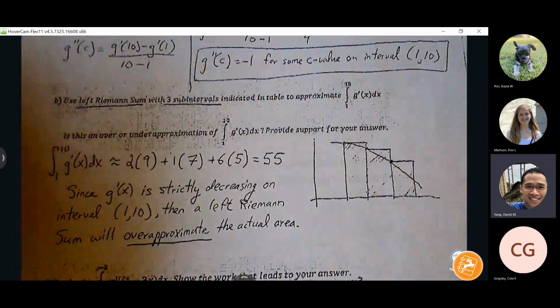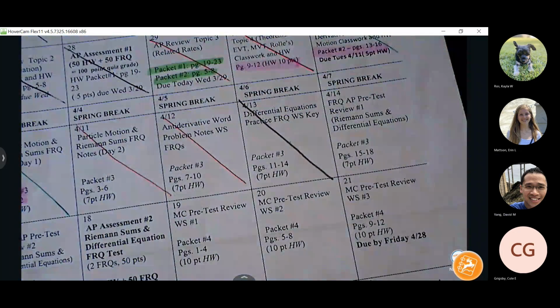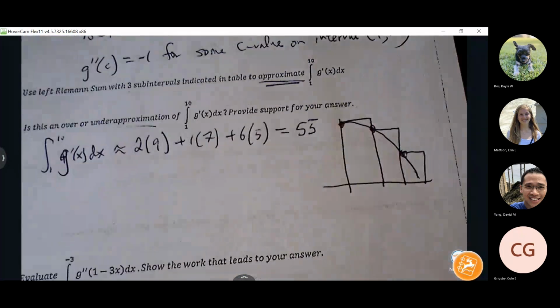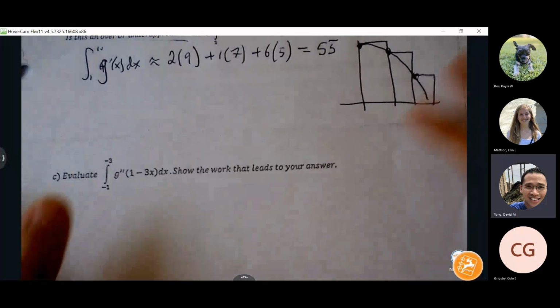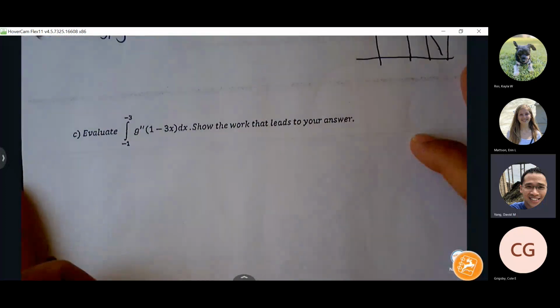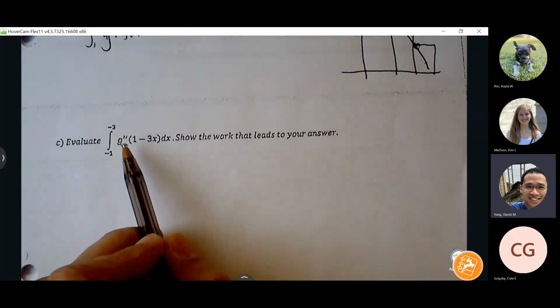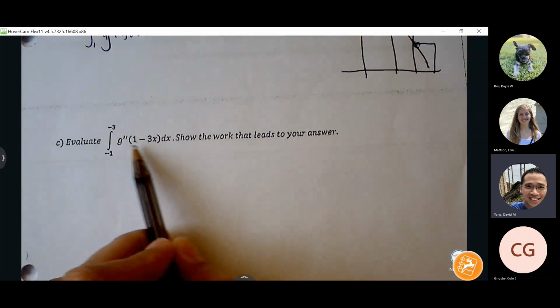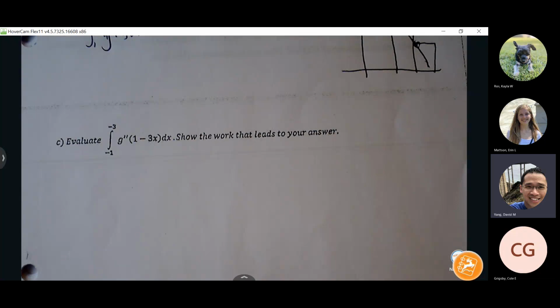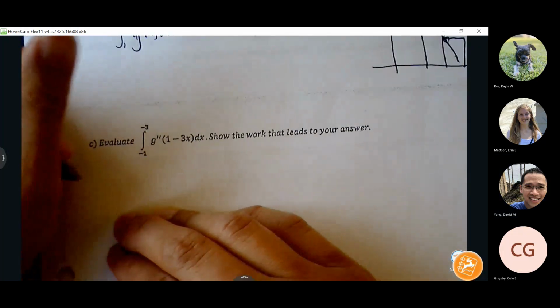Okay, part C. Evaluate the definite integral from -1 to -3 of g double prime of 1 minus 3x. Show the work that leads to your answer. We know g double prime is going to rise to the g prime, but there's a little bit of messiness inside the parentheses. We've got to use substitution so that we can keep track of all the pieces that are going to arise with it.